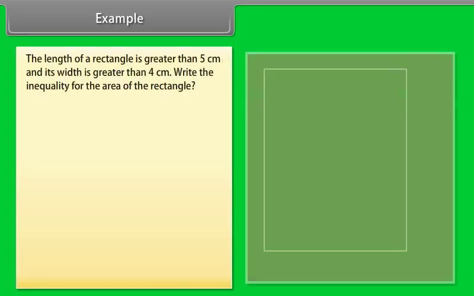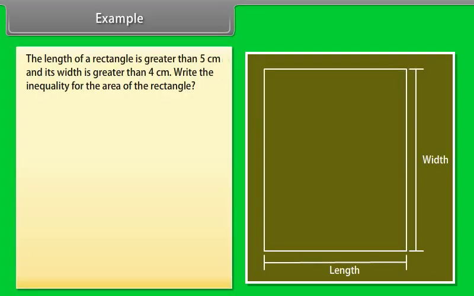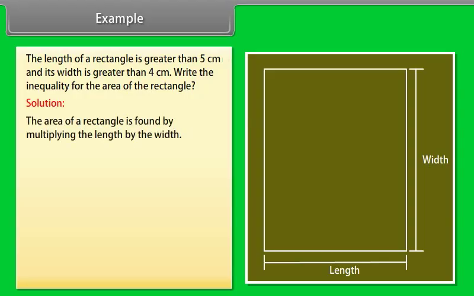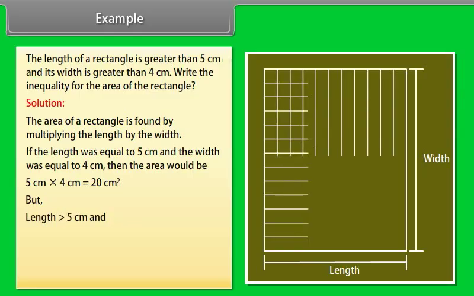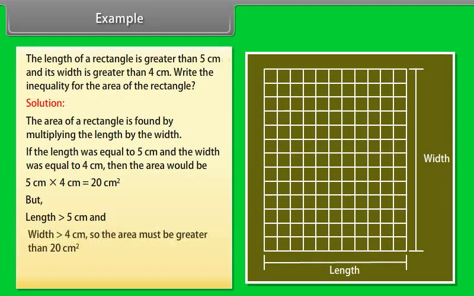Example. The length of a rectangle is greater than 5 cm and its width is greater than 4 cm. Write the inequality for the area of the rectangle. Solution. The area of a rectangle is found by multiplying the length by the width. If the length was equal to 5 cm and the width was equal to 4 cm, then the area would be 5 cm into 4 cm is equal to 20 cm square. But the length is greater than 5 cm and the width is greater than 4 cm, so the area is greater than 20 cm square.